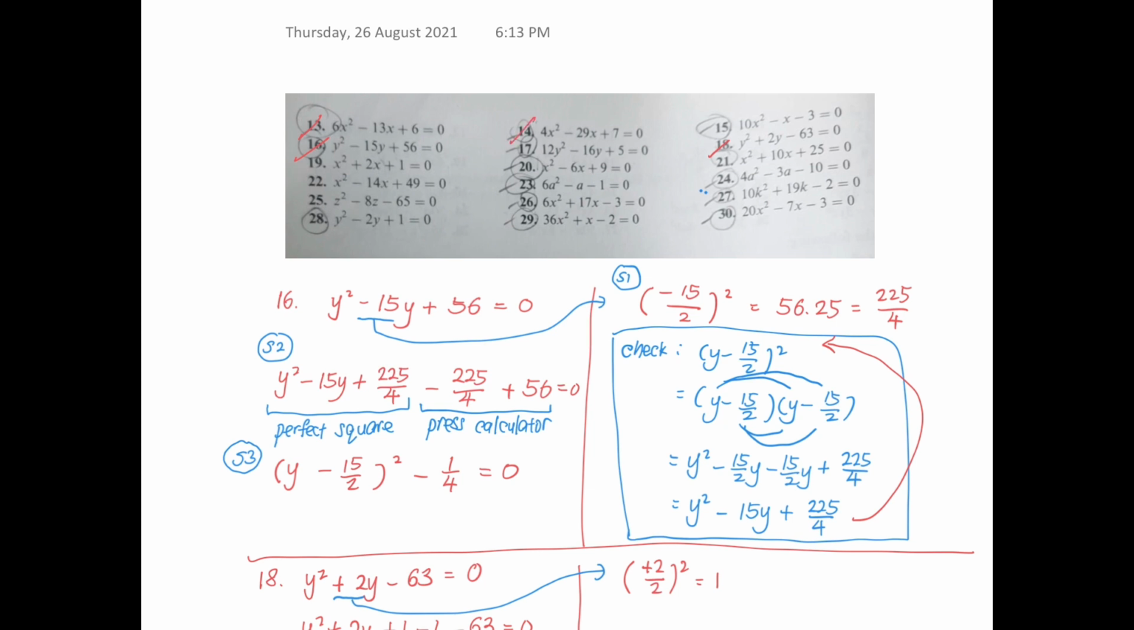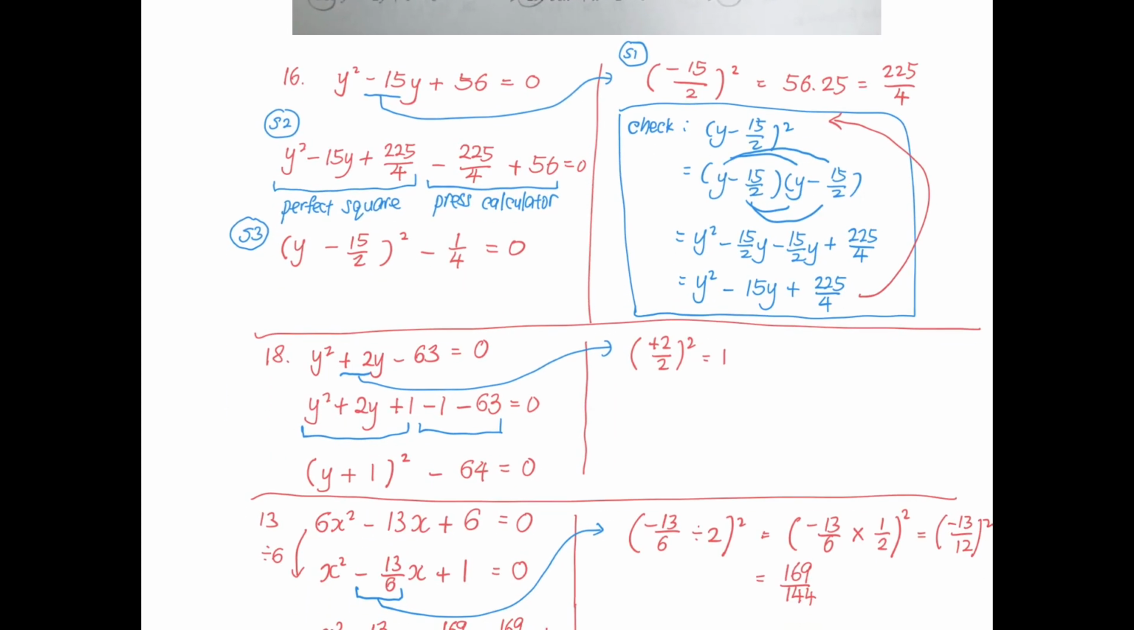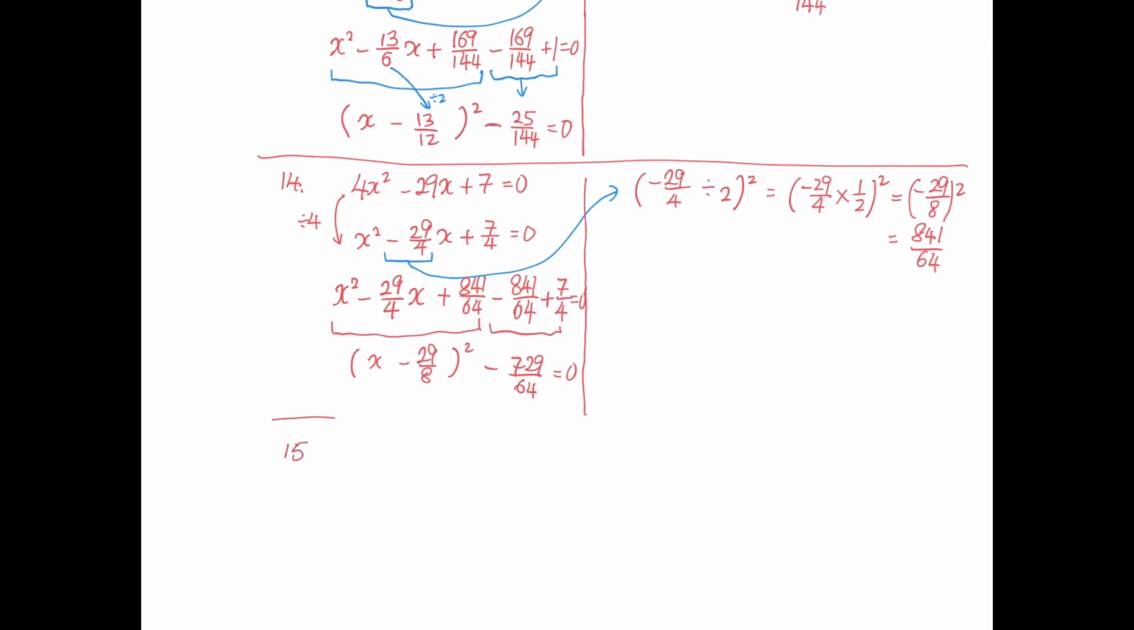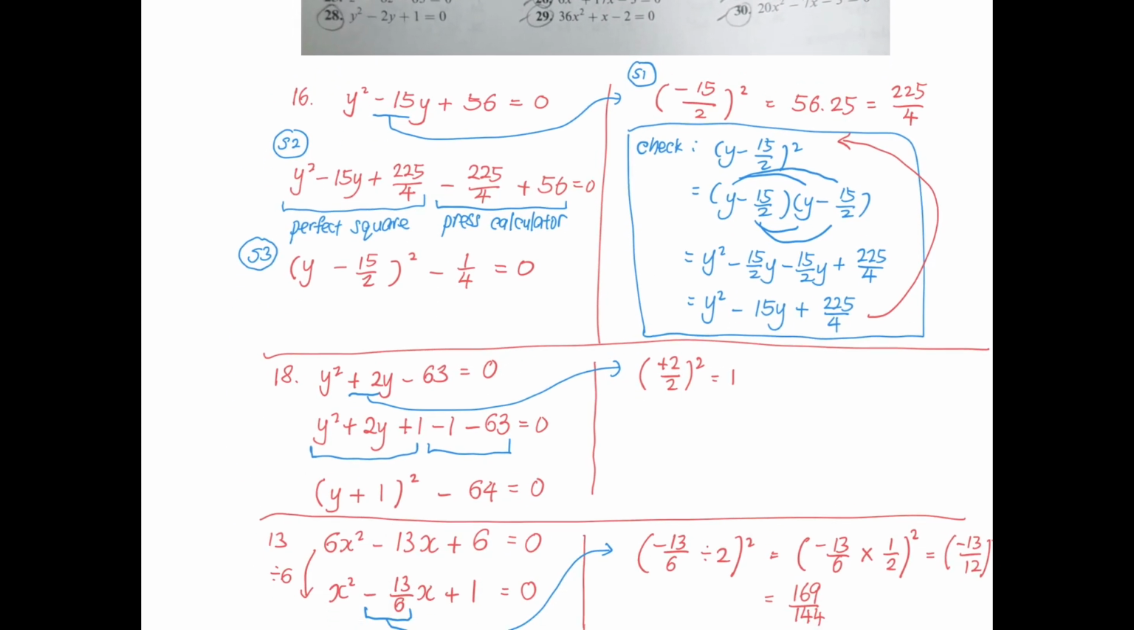Okay, so I've done 14 or so. So you already have 4 examples. Now let's see 15. 10x squared minus x minus 3 equal to 0. Let's double check first. 10x squared minus x minus 3. Okay, yeah, it's correct.